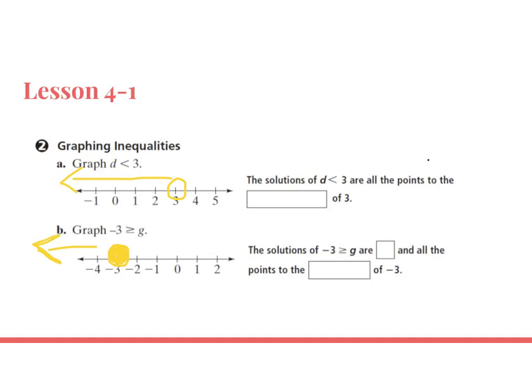If you think about it, if you replaced g with -10, -3 is greater than or equal to -10, that is a true statement. And remember, -10 is over here on our number line. So that's kind of one way to check and ask yourself, does it make sense? -3 is greater than or equal to -10. That is true. So we are going to the left there as well.